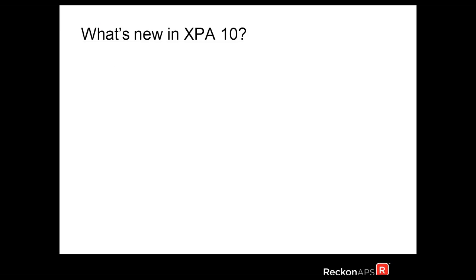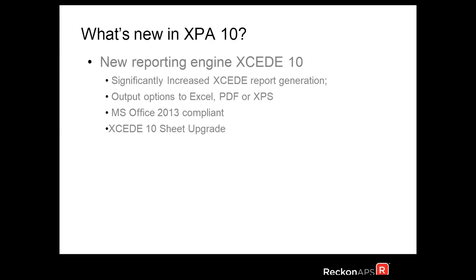So to start off with, what's new in XPA 10? The most significant change in XPA 10 is actually to the XCEDE 10 reporting engine. Now this is covered in a separate webinar, which is available on our website, but basically what you need to know is that the XCEDE 10 reporting engine brings with it a high level of integration with the system. It also is Microsoft Office 2013 compliant. The major benefit that we'll see is faster report generation, as well as the ability to output to Excel, PDF, or XPS documents directly from the system.